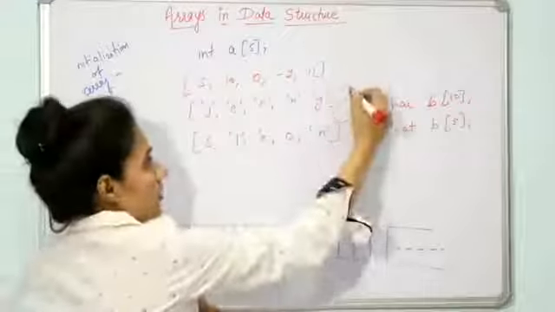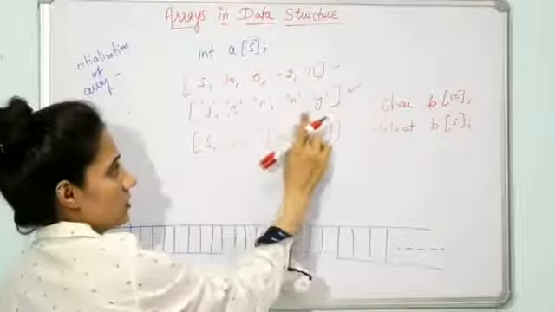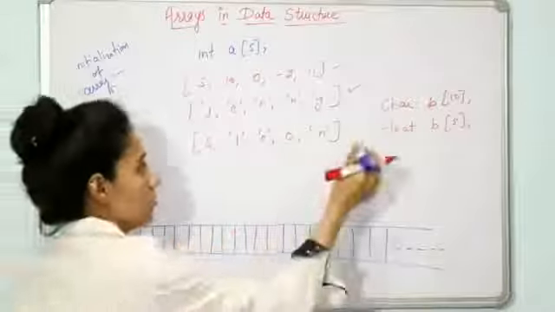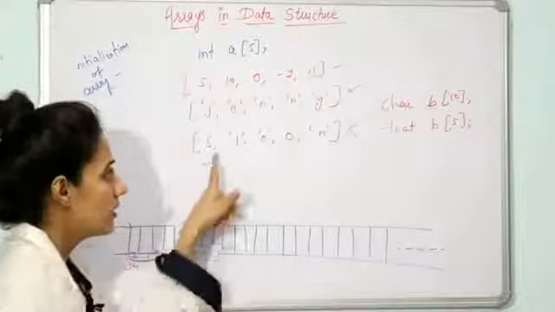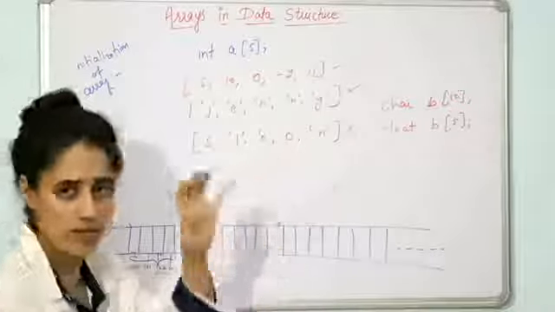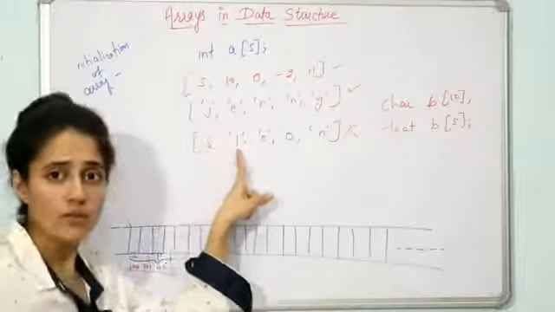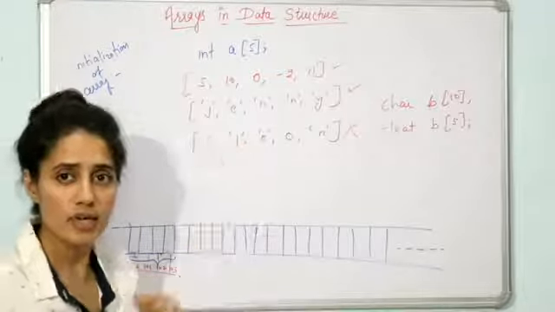This is fine, because in this array all the elements are of character type, the same type. But this is not valid. This is not valid because in this array the size is 5, but here we have an integer value and a character value also. So different data type items are there.